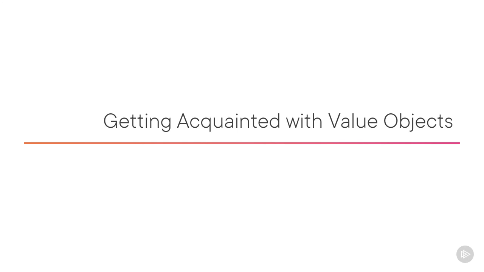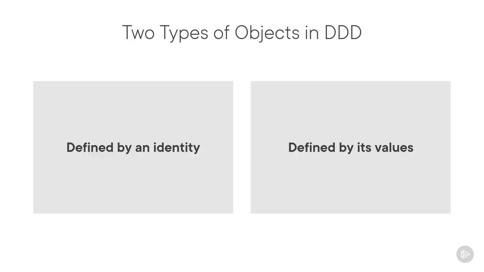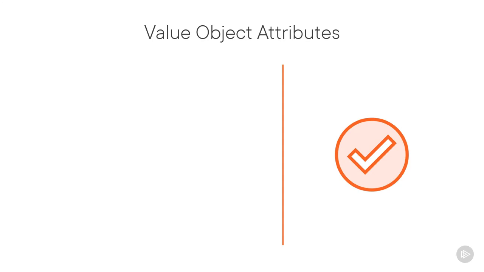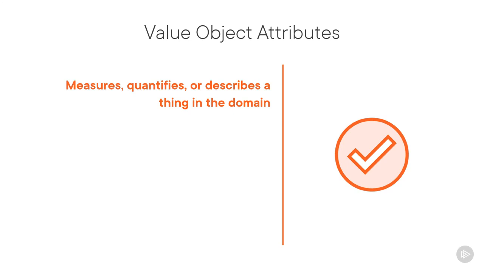When introducing entities, Steve and I talked about objects that were defined by a thread of continuity and identity, not defined by their values. So what about objects that are defined by their values? These are called value objects, and they play an equally important role in a domain model as entity objects do. A value object has very specific characteristics. It is an object that is used to measure, quantify, or describe something in your domain.